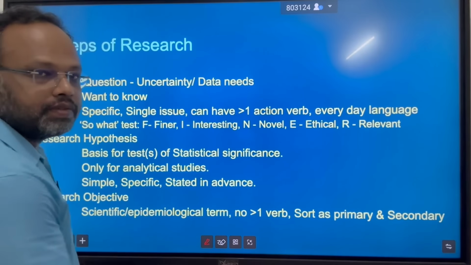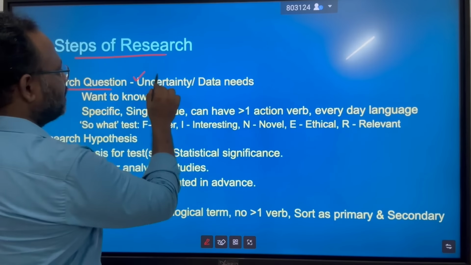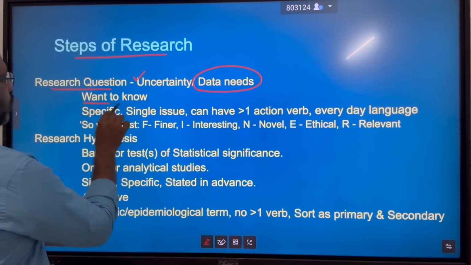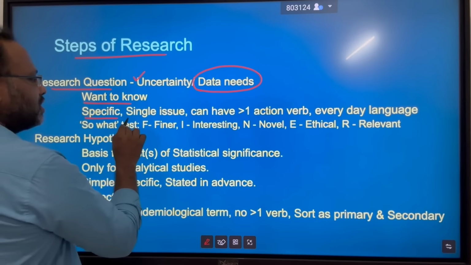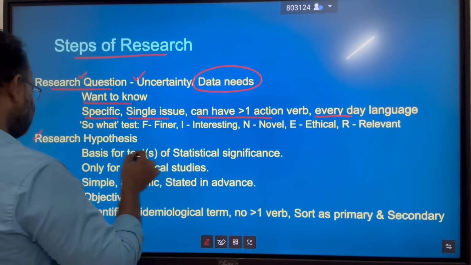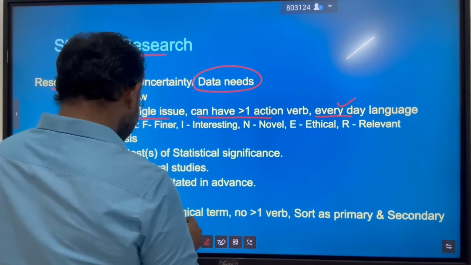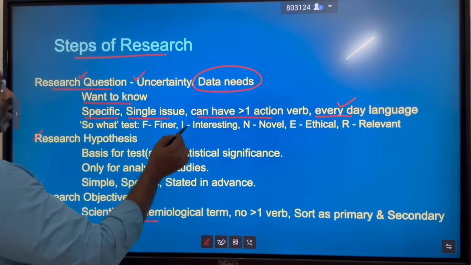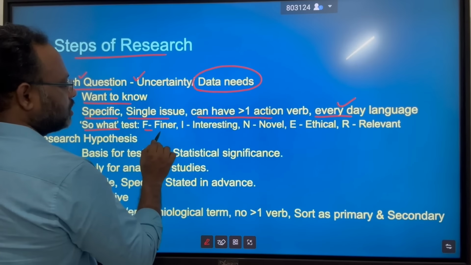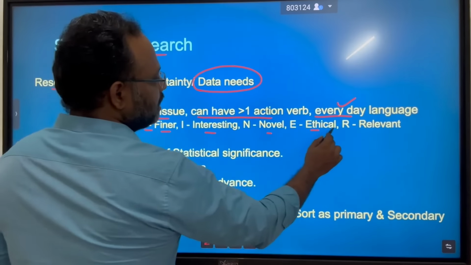Here are the steps of the research mentioned here. We have the research question, which is always an uncertainty or otherwise called as the data need, and should specify what we want to know, and this should be specific on a single issue in everyday language. The basic difference between the research question and the research objective is, here it is everyday language and here it is the scientific or epidemiological term. So we should apply the so what test also, that is we should subject it into FINER, that is feasible, interesting, novel, ethical and relevant.